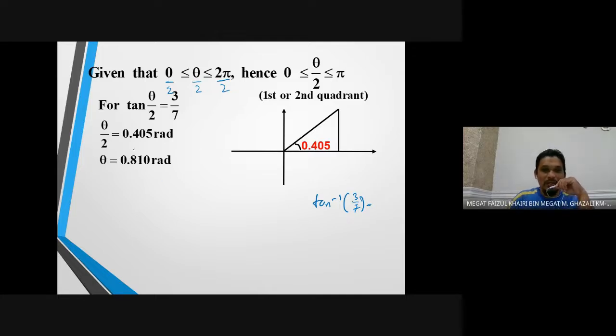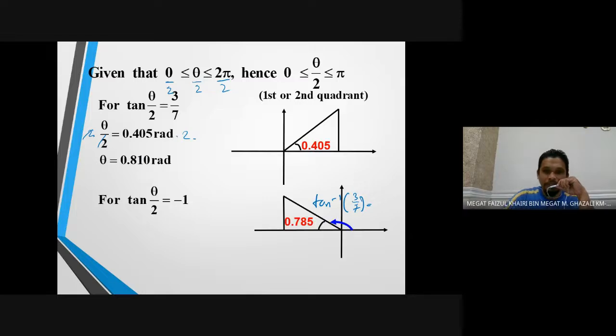Okay, so given here now is pi over 2 is 0.45 radian, then multiply with 2 here and multiply with 2, 0.45 times 2 is 0.810 radian.